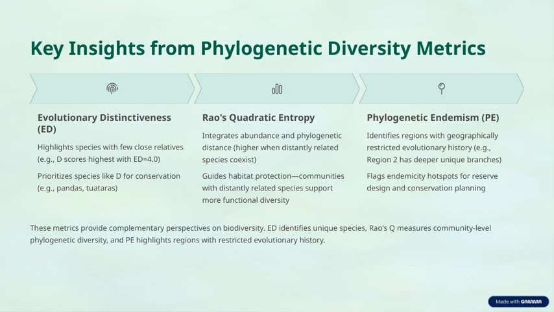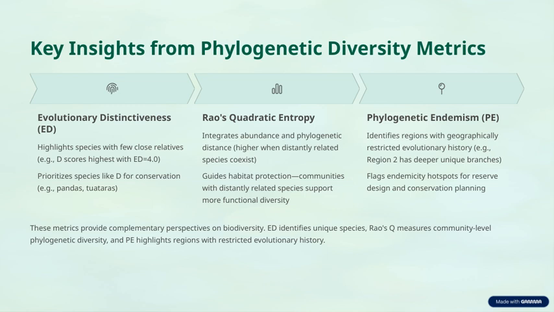Next, we have Rao's quadratic entropy, which brings together how abundant species are and how distantly related they are. Basically, it tells us about the overall phylogenetic diversity within a community. When communities contain species that are distantly related, Rao's Q value is higher, suggesting greater functional diversity. This insight helps us guide habitat protection efforts. By focusing on areas where such diverse communities exist, we can support ecosystems with more functional resilience.